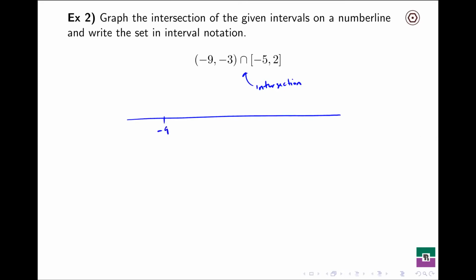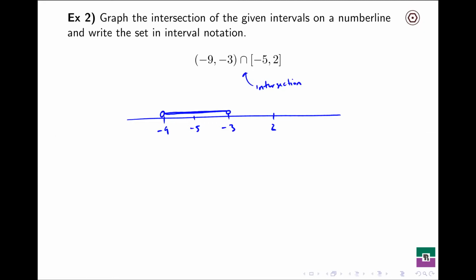-9, -5, -3, and +2. The first set was all values between -9 and -3, so these values are right here on the number line. The endpoints here have parentheses around them, so they should not be included. So open circles graphically indicate that they're excluded.